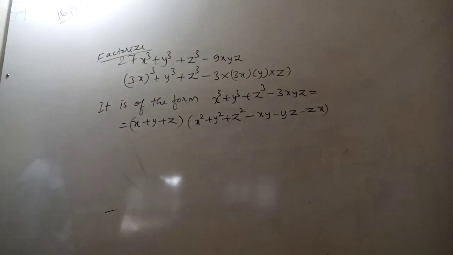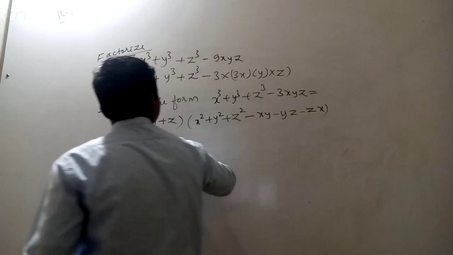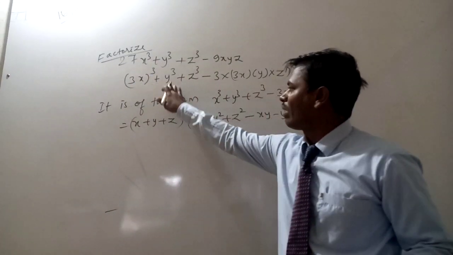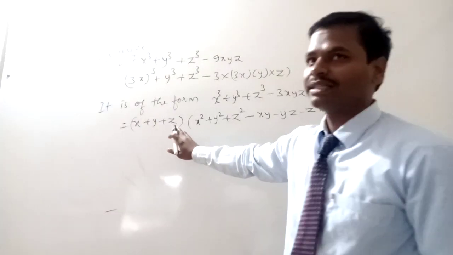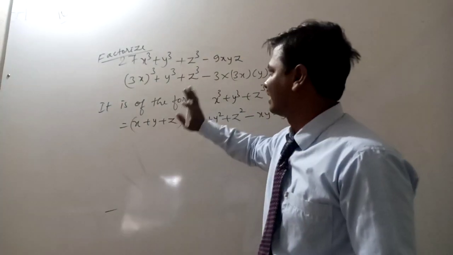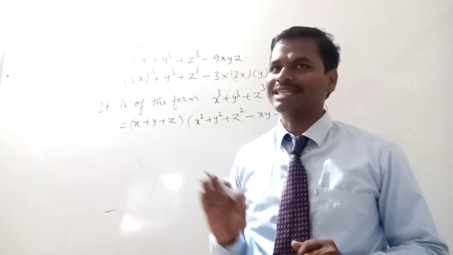x plus y plus z into bracket x square plus y square plus z square minus xy minus yz minus zx. This is the formula we are using. Now, what is here? In place of x, 3x is there; in place of y, y is there; in place of z, z is there. Only the x value is changing here.